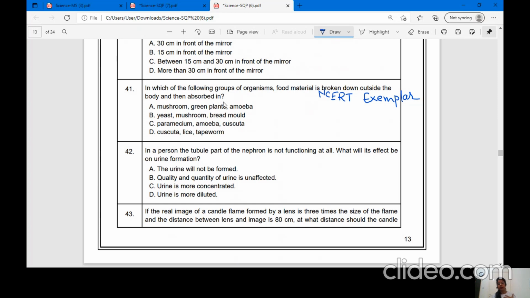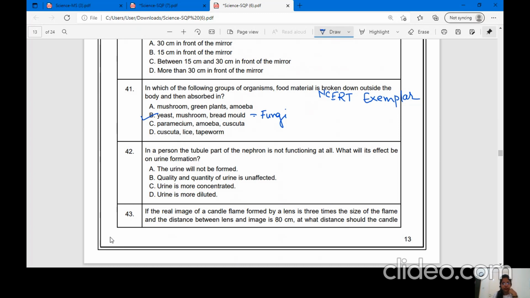In which of the following groups of organism food material is broken down outside the body and then absorbed? Okay, so where do I break my food? Oh, I break my food in my stomach and intestine and mouth. Okay, so I am not in that category. So let us see who comes under that category. Fungi. Nature of fungi is that fungi release enzyme outside the body and that enzyme digests the food, and after that digestion food is absorbed. So yeast, mushroom and bread mold come under that category.